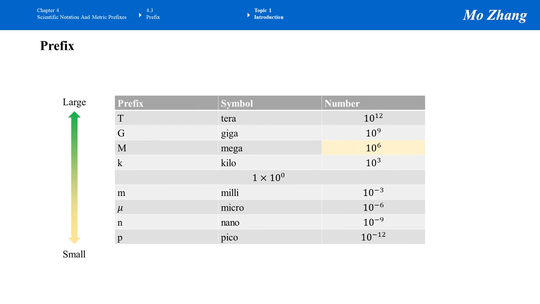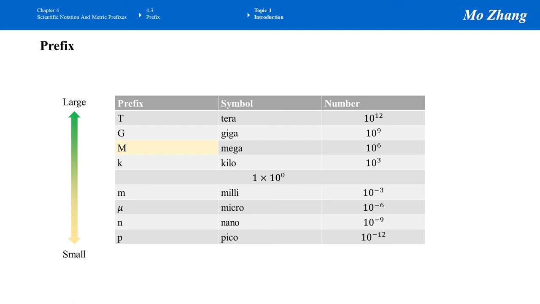The prefix is M, uppercase M. Make sure this must be uppercase M that represents mega. Lowercase m, if you look below, is milli. So again, make sure you use uppercase M to represent mega. Mega is a million, which is 10 to the power 6.